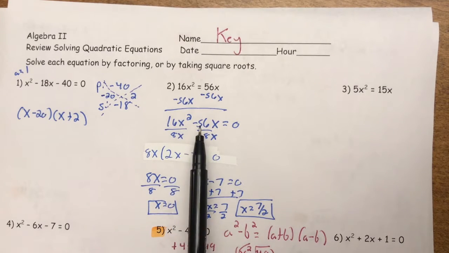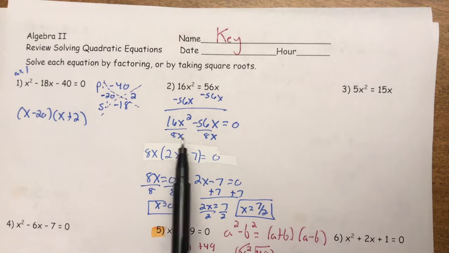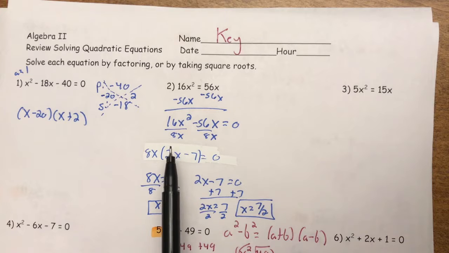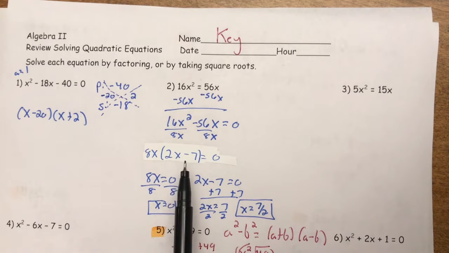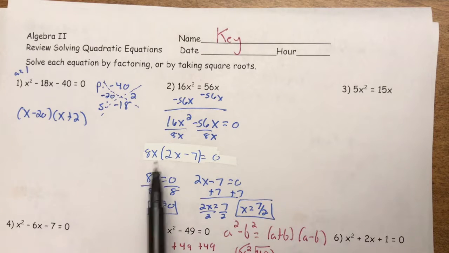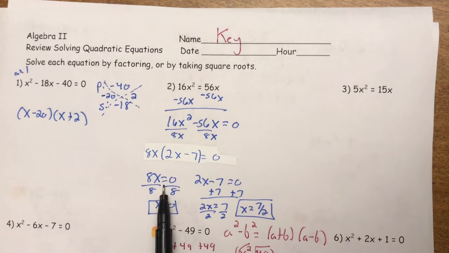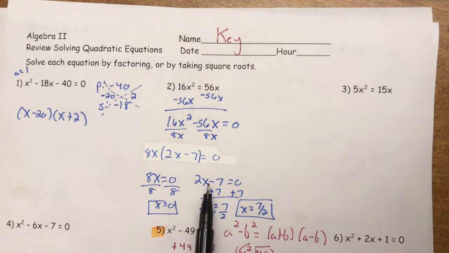Now the steps to factoring say look for a GCF. Well, my GCF between these two terms is 8x. So we factor the 8x out of every term and we're left with 8x times 2x minus 7 equals 0. Now we use the zero product property, where one of our factors must be equal to 0 in order for the product to be 0. So I take 8x and set it equal to 0. I take the 2x minus 7 and set it equal to 0, and we continue to solve.